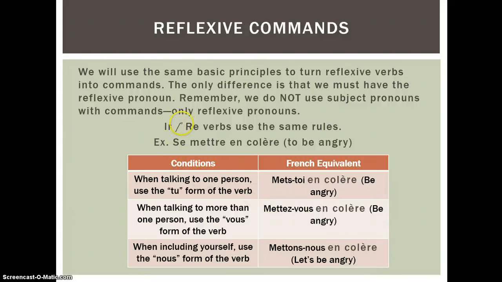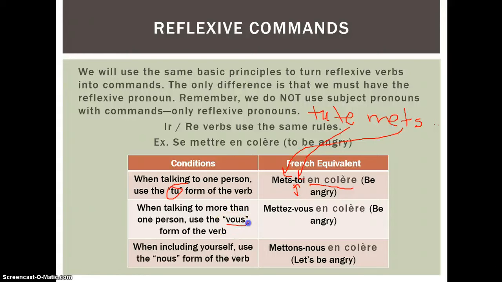Okay, same thing with your RE verbs. Talking to one person, use the tu form. Okay, we would have had tu te mets en colère. So we're going to use the mets followed by your hyphen, and then this te changes to toi. Okay, and your en colère does not change. Mets-toi en colère. Be angry.